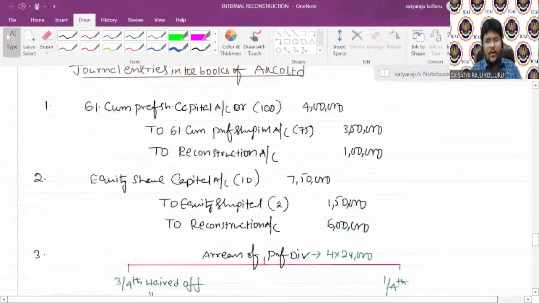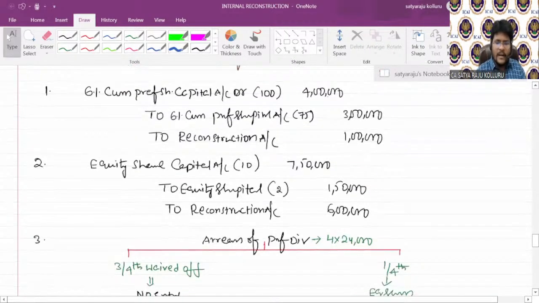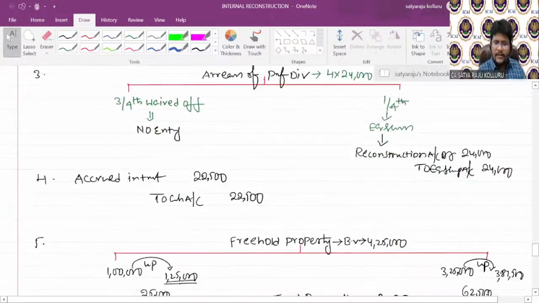Am I right? Now all of you, please hold calculator with you. Now we should calculate how much balance is appearing under the reconstruction account. In the journal entries, if the reconstruction account is a credit aspect, you may add. If reconstruction account is a debit aspect, you may reduce. Now let us start with first entry. Reconstruction account is a credit aspect, 1 lakh, which is profit plus. Second, reconstruction profit plus 6 lakhs. In the third entry, reconstruction loss minus 24,000.